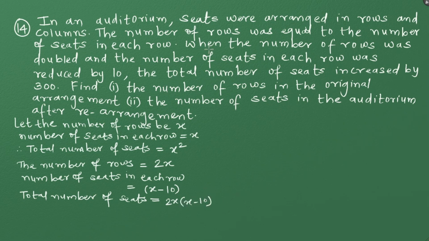Now when the number of rows was doubled and the number of seats in each row was reduced by 10, the total number of seats increased by 300. So it means the total number of seats when the number of rows was doubled minus the total number of seats originally equals 300. So thus we get an equation. This is the framing of the equation. Now let's open this bracket.